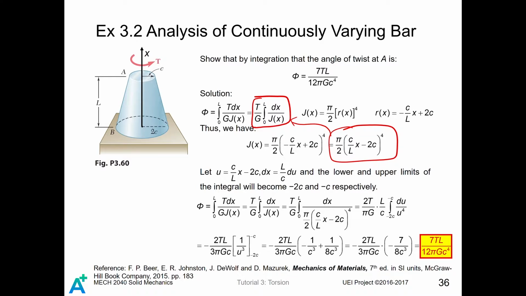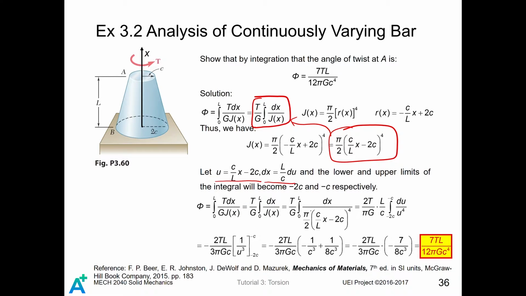To simplify this integration, let u equal c divided by Lx minus 2c, then dx equals L divided by c times du. The lower and the upper limits of the integral consequently will become minus 2c to minus c respectively. Now we consider the torsional displacement formula in the integral form, which is this.